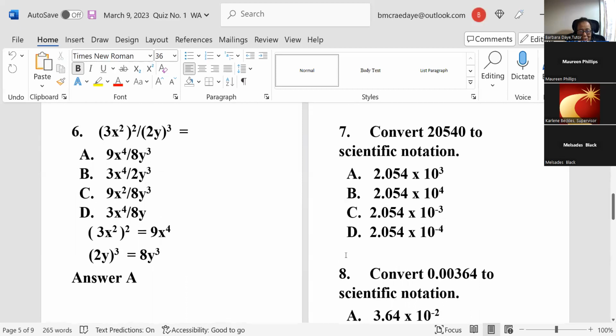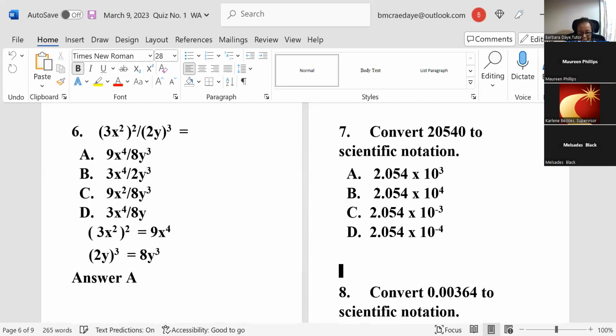Okay. Scientific notation, Mercedes. What's the answer for number 7? The decimal point is behind the 0, and you move it how many places, Mercedes? 4 places to the left, and it's between the 2 and the 0. So what's your answer? My answer should be B. Very good, because 4 places means the exponent has a 4 on it, right? Yes. 10 to the 4th power.